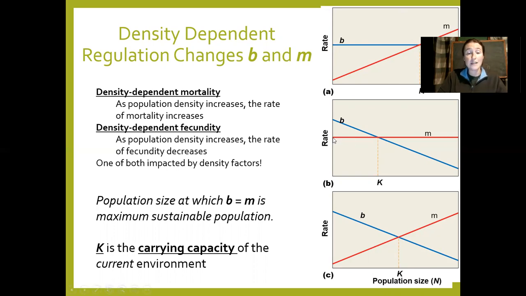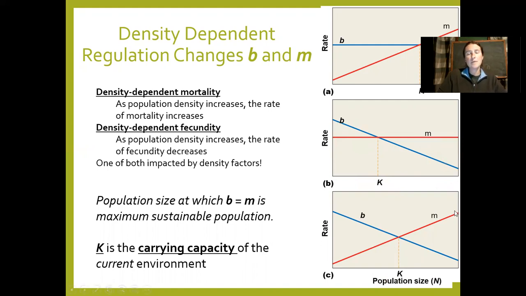Similarly, the mortality rate may be the same, but as population size, which I might've called the x-axis time, I meant to say population size, which is right down here. I apologize for that. Oh my goodness. In some circumstances, mortality rate can be pretty constant, but as you get a larger and larger population size, like we saw in those seals, the birth rate is going to decline.